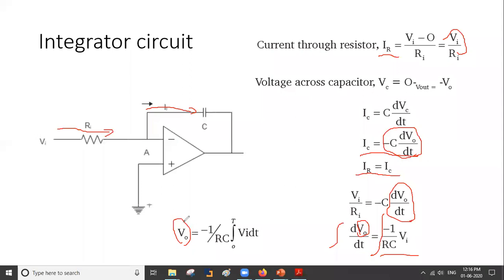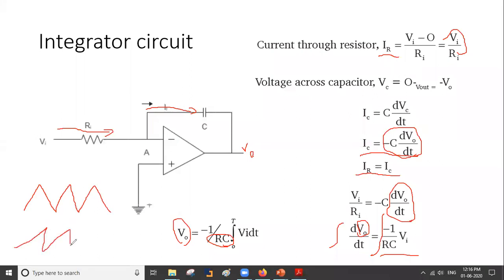So this indicates that the output voltage V0 is the integral of our input voltage, and the amplification factor is decided by the value of the resistor and feedback capacitor. So we can produce an output as an integral of the input signal. The main application of the integrator circuit is to produce a ramp output signal. Ramp signal means a linearly increasing and decreasing signal, either a triangular waveform or a sawtooth waveform.